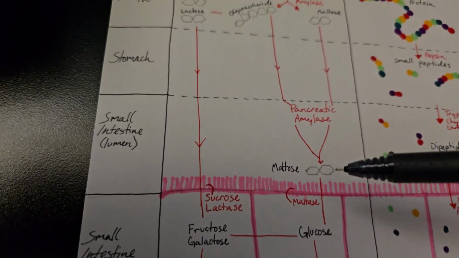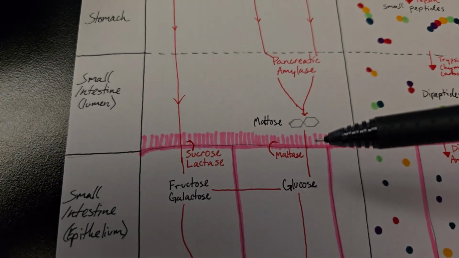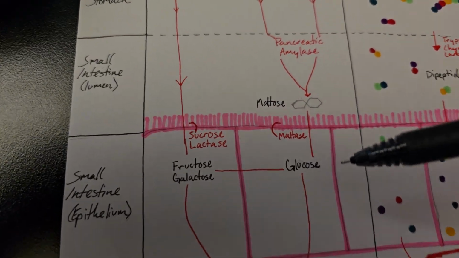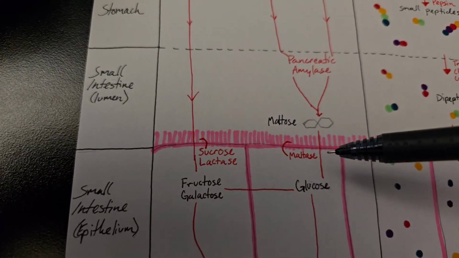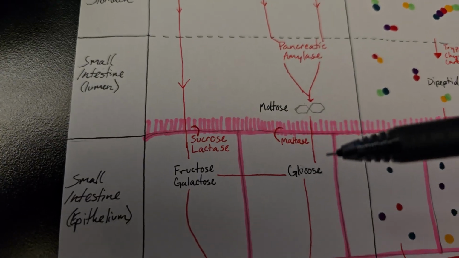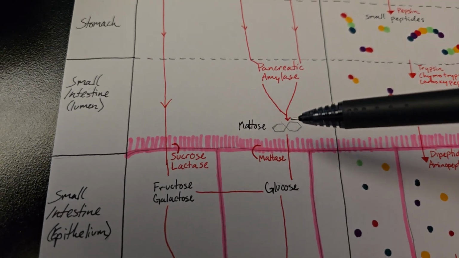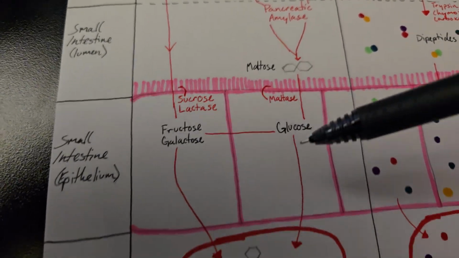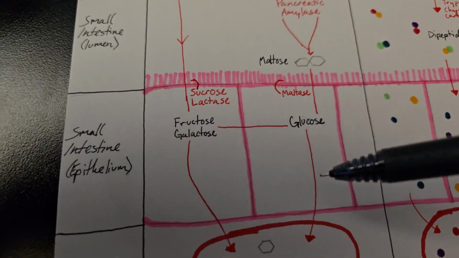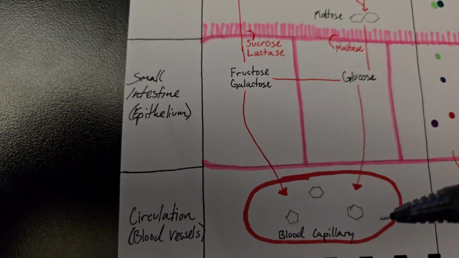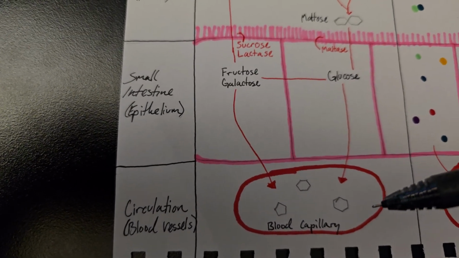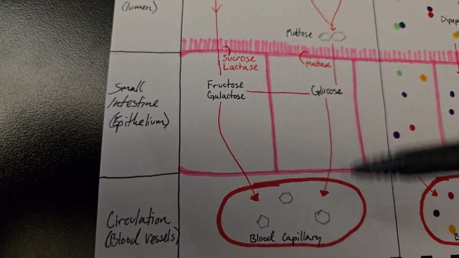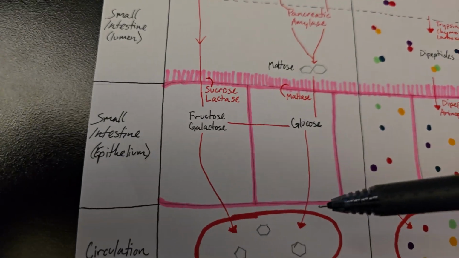And once it does that, it's going to break it down further on the microvilli of the small intestine, or in the epithelium, because of the enzymes maltase, sucrase, and lactase. So it's going to break down those disaccharides into monosaccharides, such as glucose, fructose, and galactose. And then those will be absorbed into the blood vessels or the blood capillaries. That just means that the blood supply is taking in those nutrients.